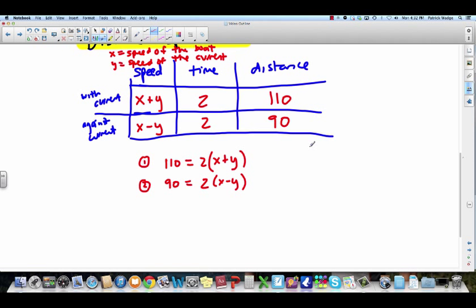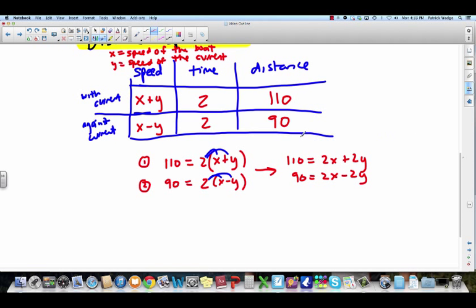Okay, there's actually a bunch of different ways you could solve this equation. I will do it a slightly longer way, but I think it's a way that more people will understand. And so what I'm going to do is multiply out the brackets on both of these, just to simplify it a little bit. So 110 equals 2 times x is 2x, 2 times y is 2y. 90 equals 2 times x is 2x, 2 times negative y is negative 2y.